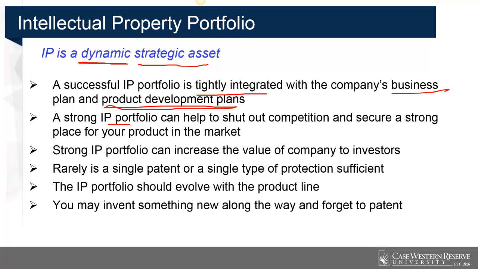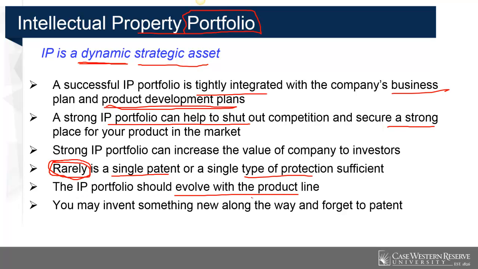So there's no question about it. A strong IP portfolio can help shut out the competition and secure a strong place in the market. Read that as a monopoly. A strong IP portfolio can increase the value of the company to investors. I think it's important here, and this is something that seems to be sort of a myth, that you get a patent, single. Rarely is a single patent or a single type of protection sufficient. So this is why we say we really have a portfolio. We want to establish an array of protections. And this array of protections should evolve with the product line.